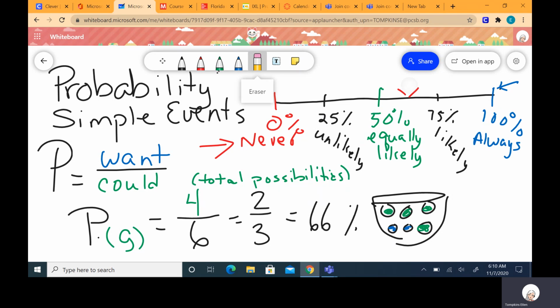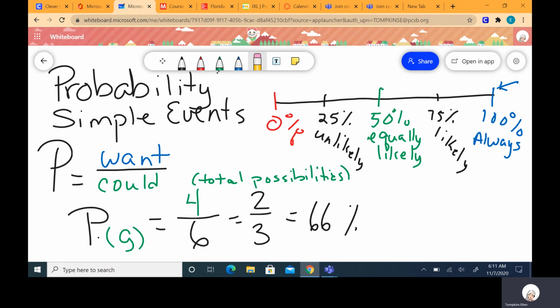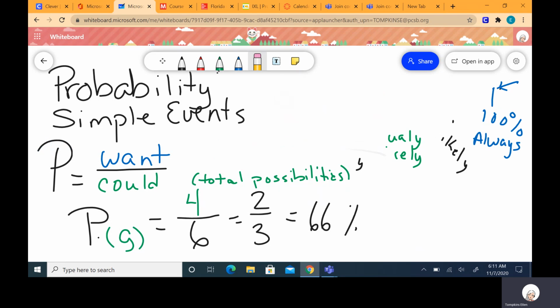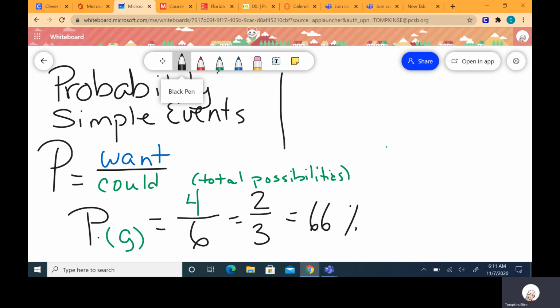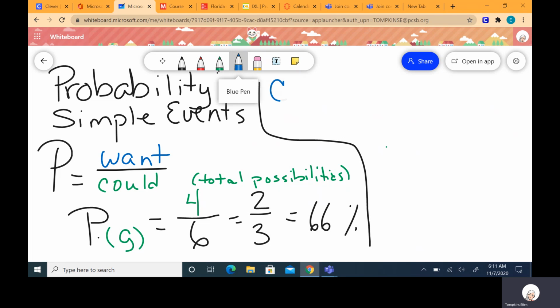All right, now the last part I want to talk to you about with this is the concept of complementary events. All right, so let me move my bag of marbles, and I'm going to move this off so you could see what a complementary event is. I want to leave these words up here so I don't have a lot of space. But complementary events is what doesn't happen.